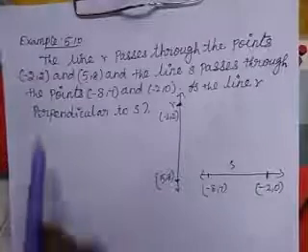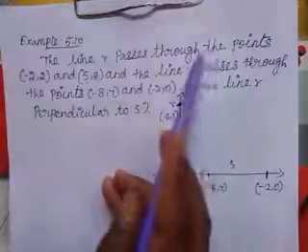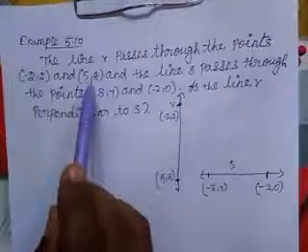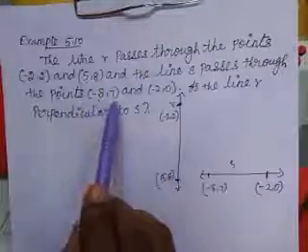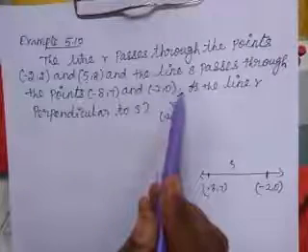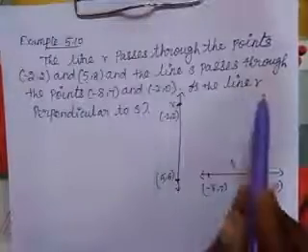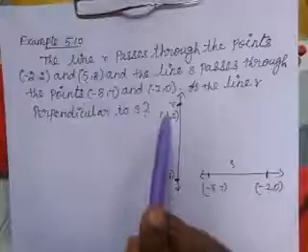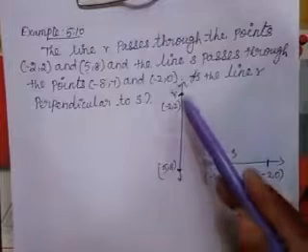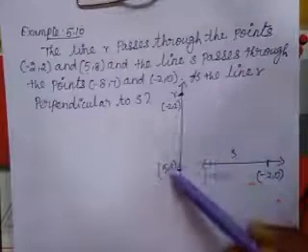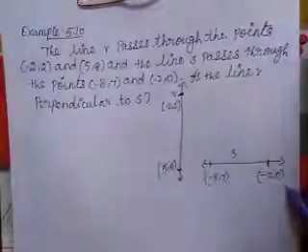The next question is example 5.10. The line R passes through the points minus 2, 2 and 5, 8. And the line S passes through the points minus 8, 7 and minus 2, 0. Is the line R perpendicular to S? They are asking whether R is perpendicular to S or not. So I mark the line. R passes through the points minus 2, 2 and 5, 8, and S passes through the points minus 8, 7 and minus 2, 0.